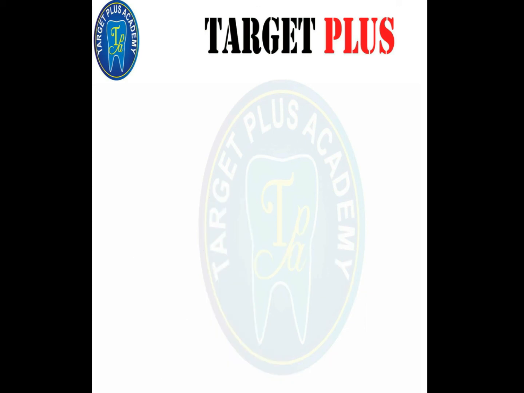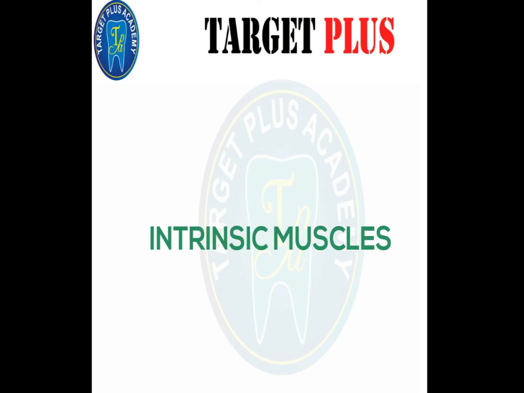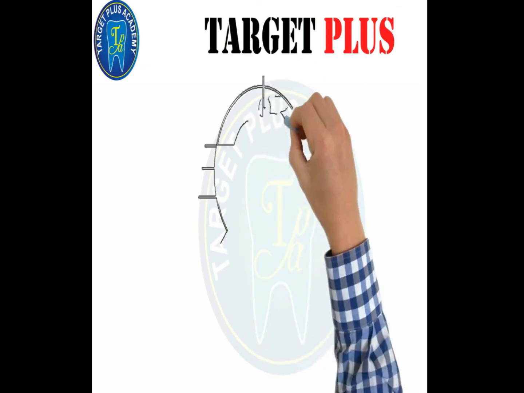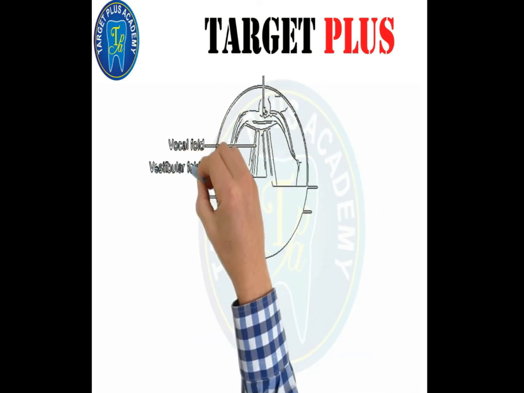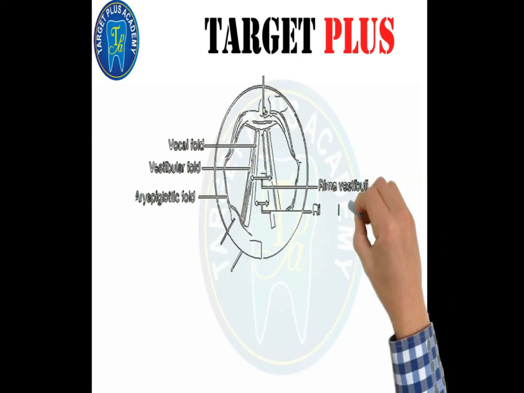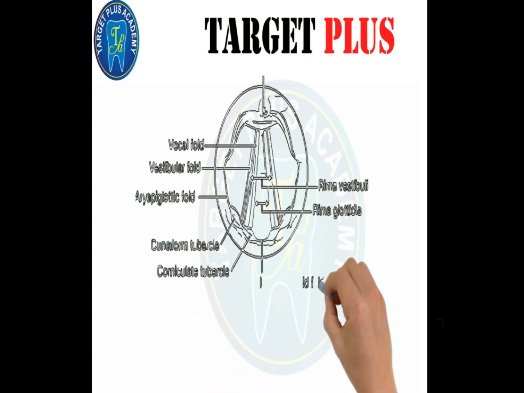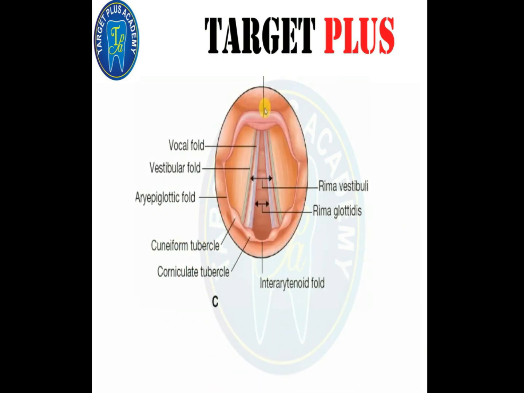Now coming to the intrinsic muscles. The intrinsic laryngeal muscles act on individual components of the larynx. They control the shape of the rima glottis. What is the rima glottis? It is the opening between the vocal folds and the arytenoid cartilages. They control the lengthening and tensioning of the vocal cord.